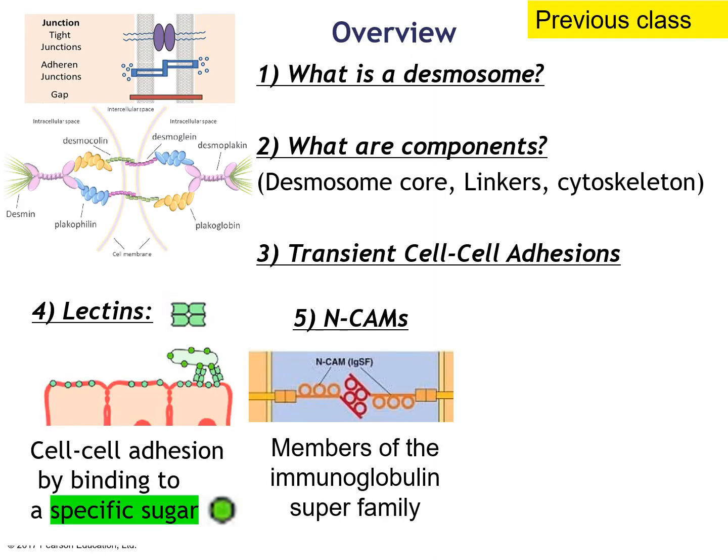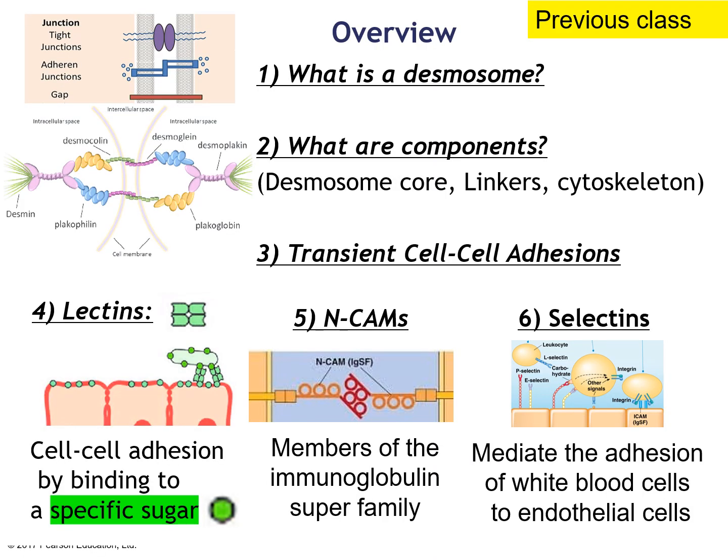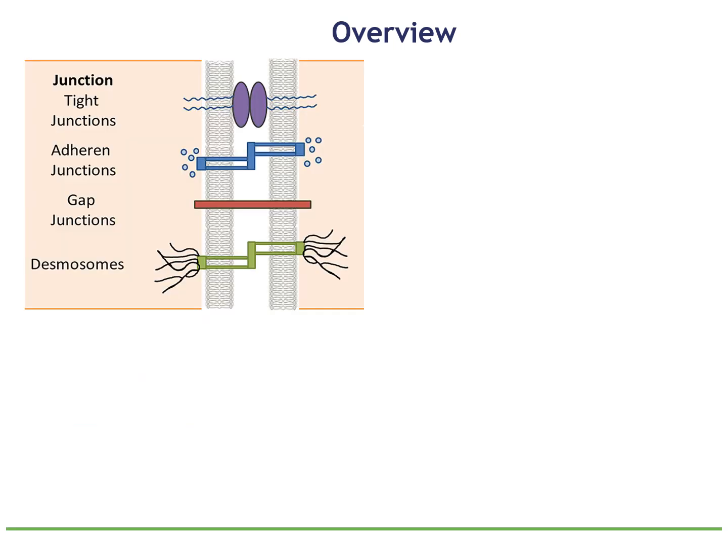Okay, so we just finished this, yeah? And now we're going to start moving into another type of junction. In this case, we're going to move to the apical region, that is the tight junctions.